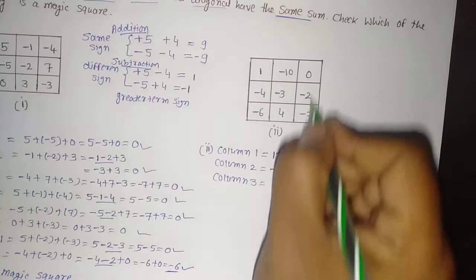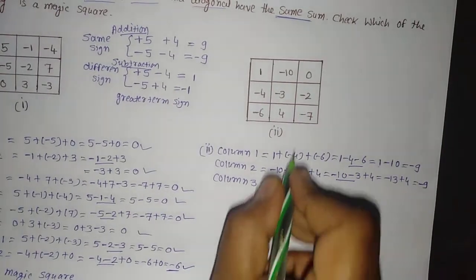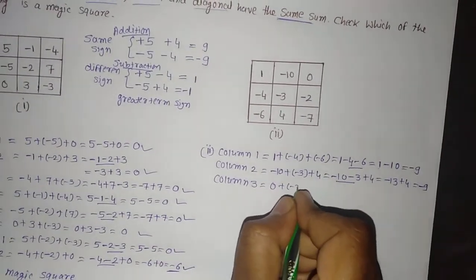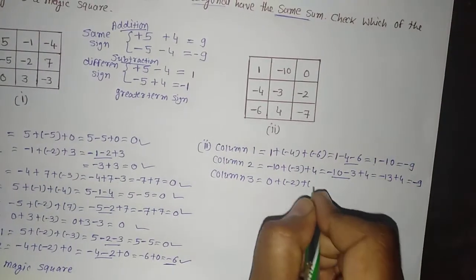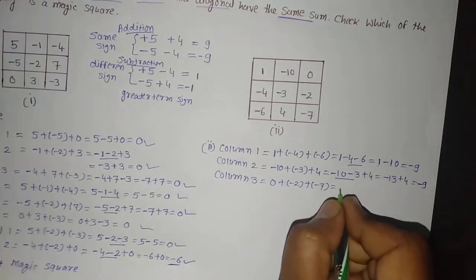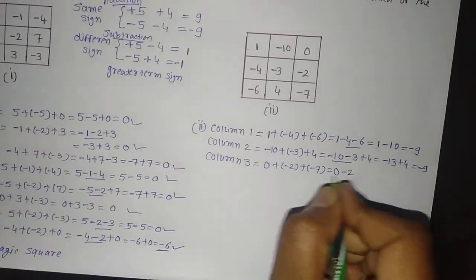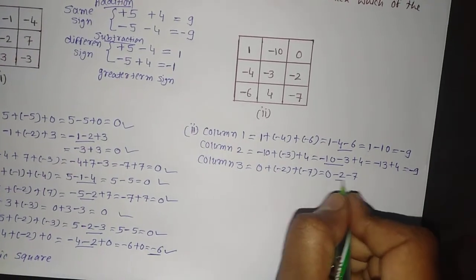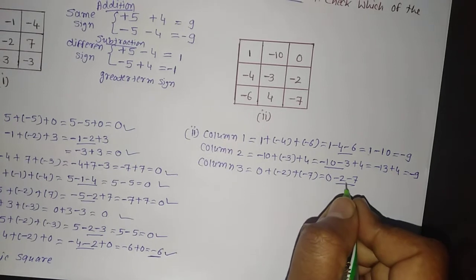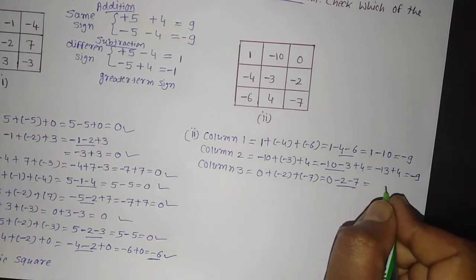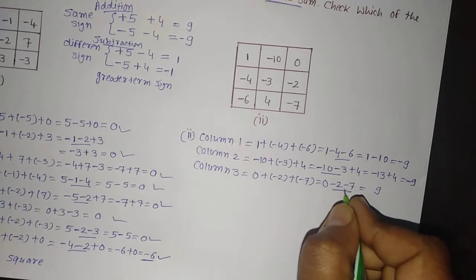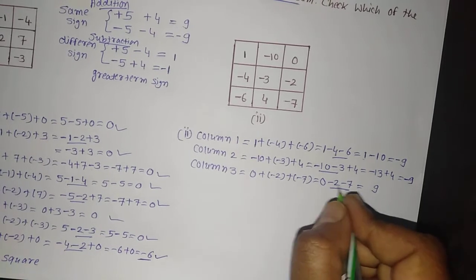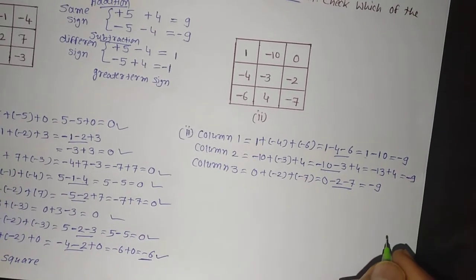So this is also minus 9. Column 3. This one, 0 plus minus 2 plus minus 7. Again, as I told you, 0 minus 2 minus 7. 0 is negligible. 7 and 2 have the same sign, so we'll do the addition. The addition is 9, 7 plus 2 is 9 with the negative sign. So this is also minus 9.